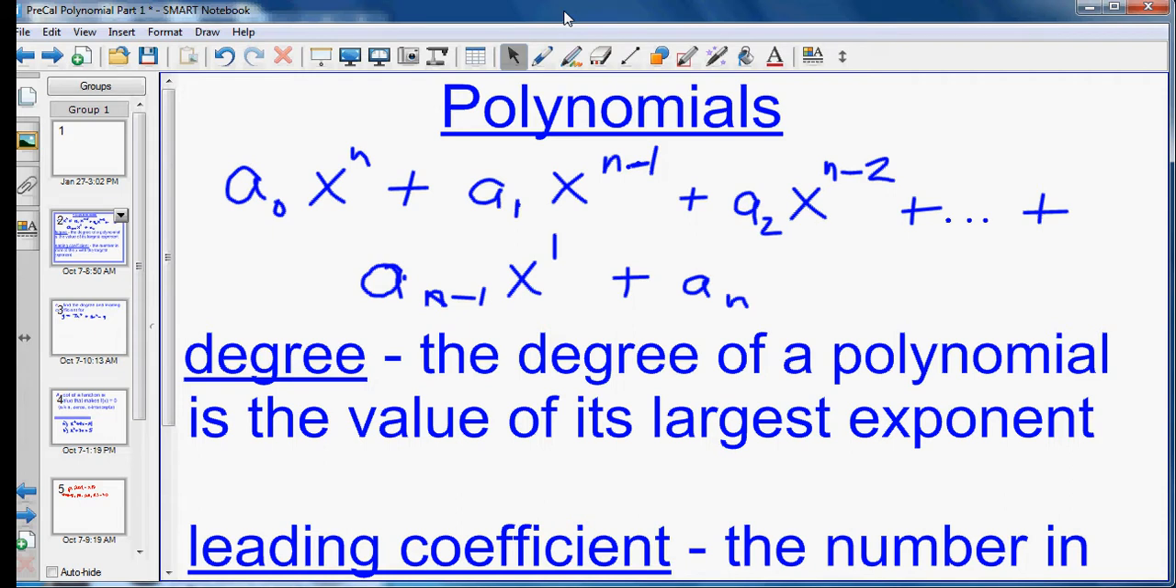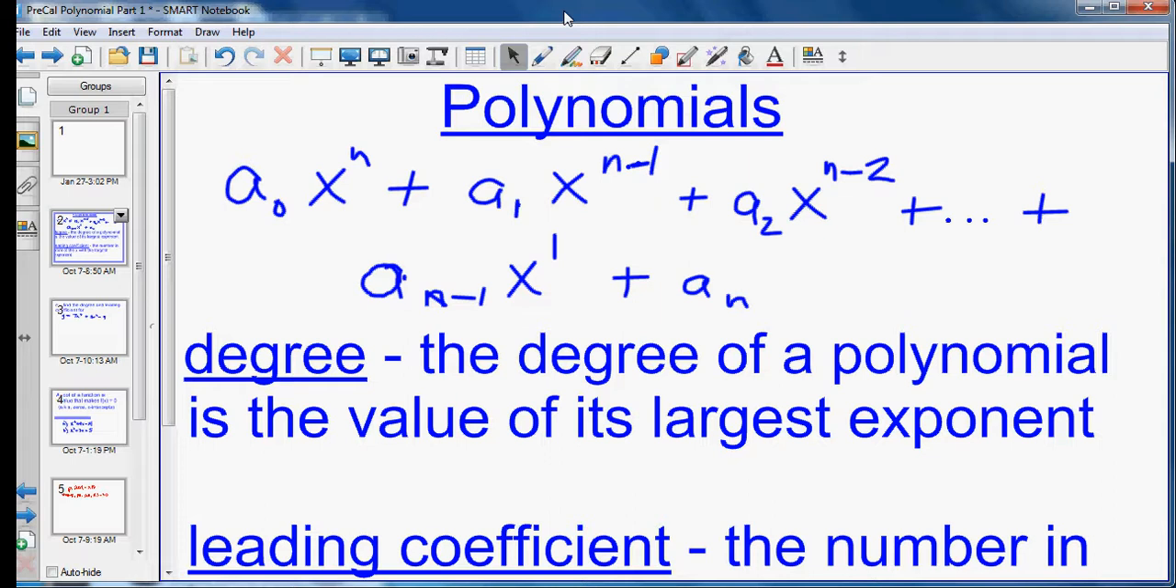Let's talk about polynomials. You've done polynomials really since maybe pre-algebra, at least algebra 1. So what you see just below the title, polynomials, is the general equation or the general form for polynomials. The A's, the A0, the A1, the A2, all the A's represent the coefficients. So the coefficients can be any real number.